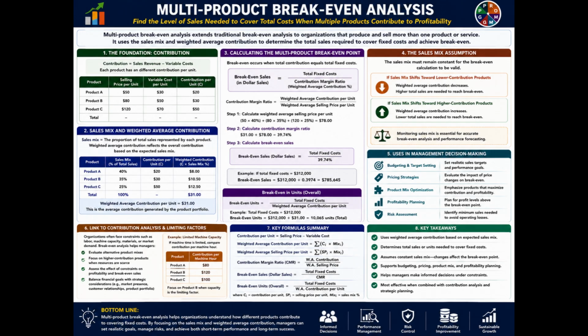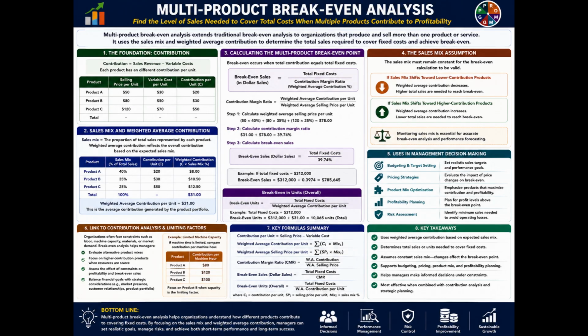The foundation of multi-product break-even analysis is contribution, which represents sales revenue less variable costs. Each product generates a different contribution per unit, depending on its selling price and cost structure. Because organizations sell multiple products simultaneously, management must calculate a weighted average contribution based on the expected sales mix. The sales mix refers to the proportion of total sales represented by each product. By combining the contributions of all products according to their relative sales proportions, management can estimate the average contribution generated by the product portfolio and use this information to calculate the overall break-even point.